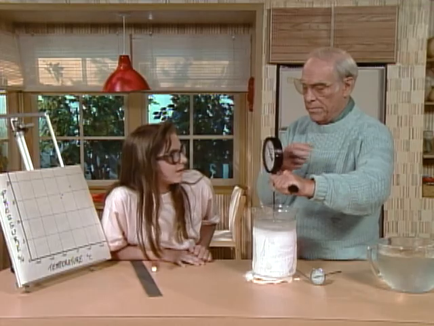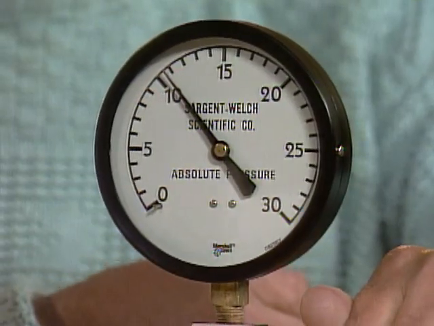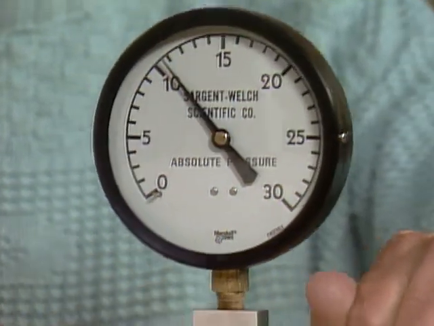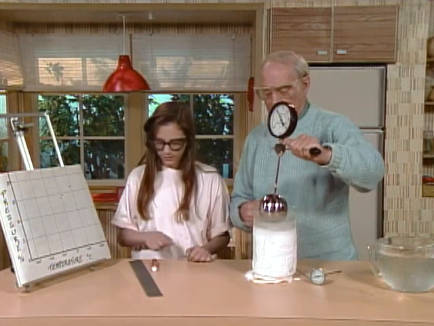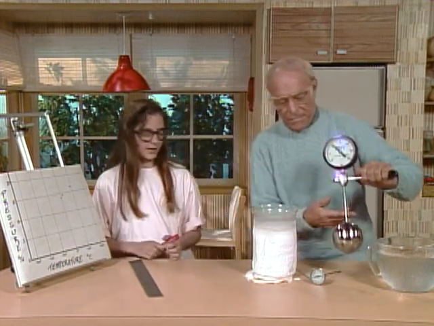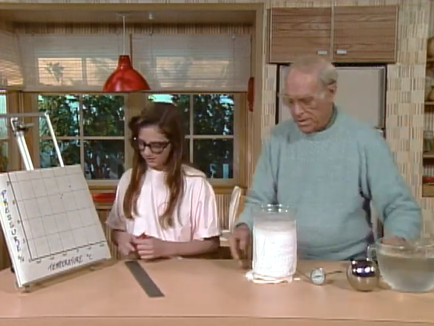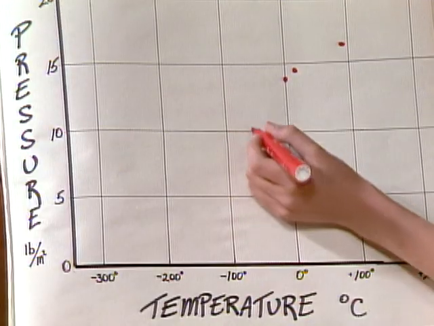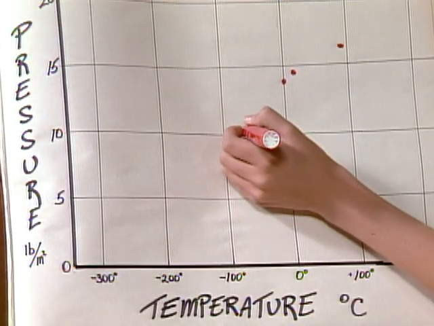Okay, now it's probably settled down. What's the reading of the pressure? It's 11. Okay, so you want to put that on the chart. So 11 and minus 78. Right. There's 11.